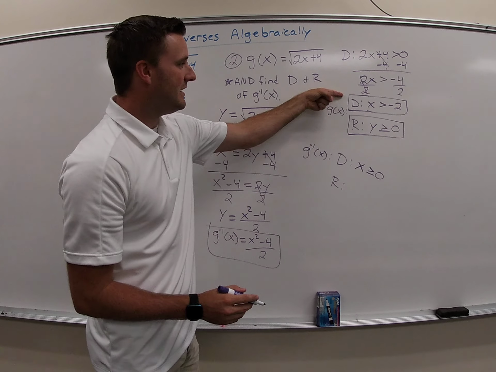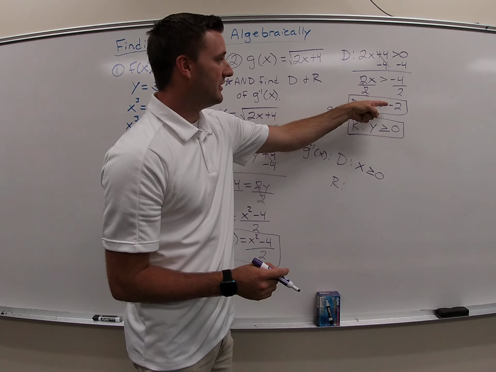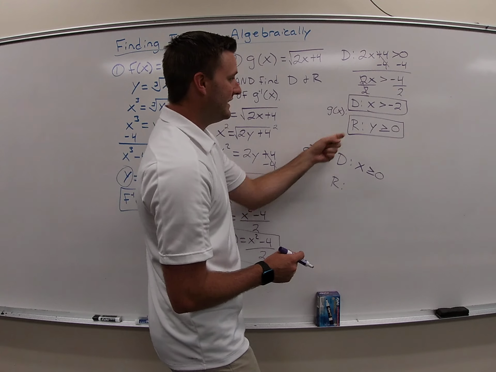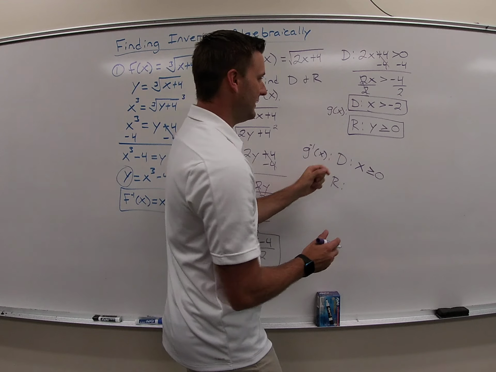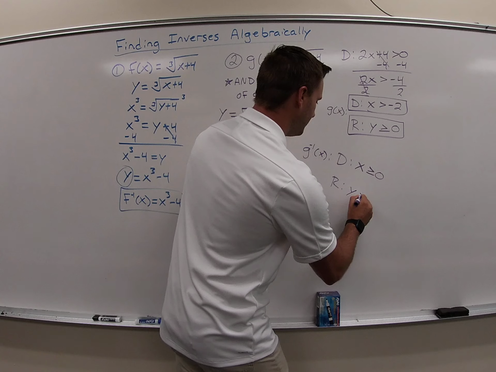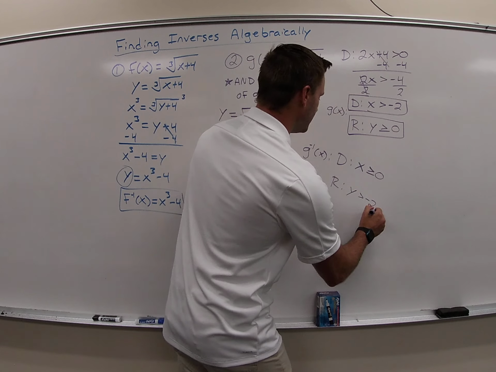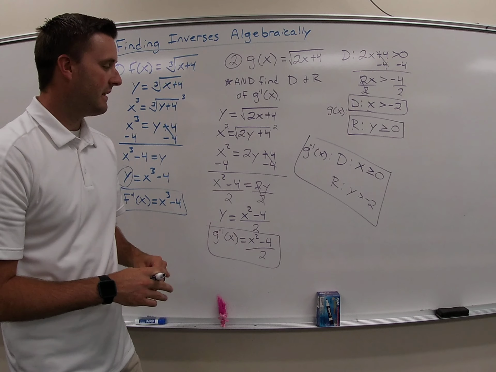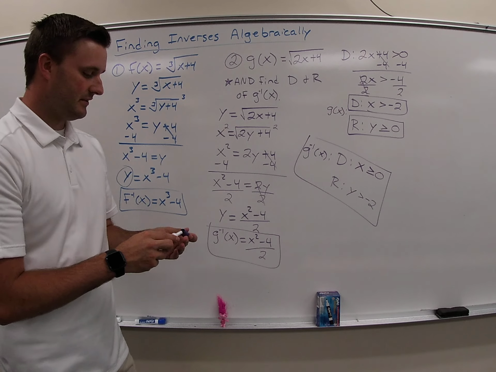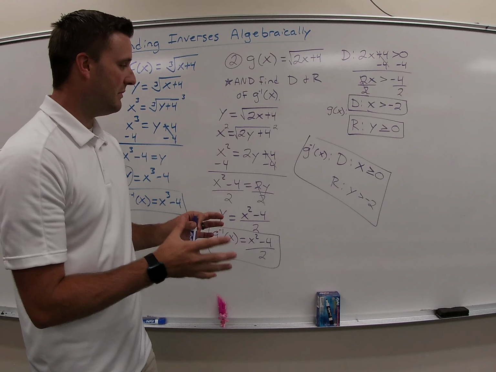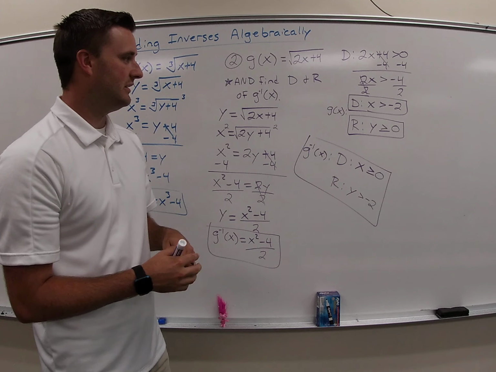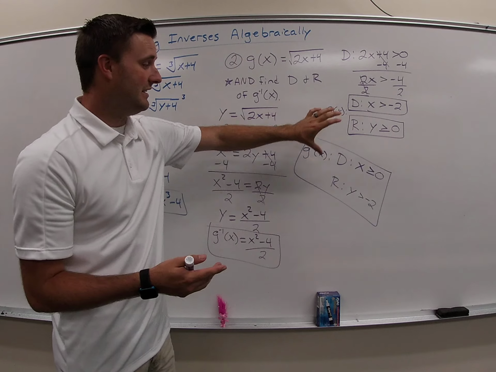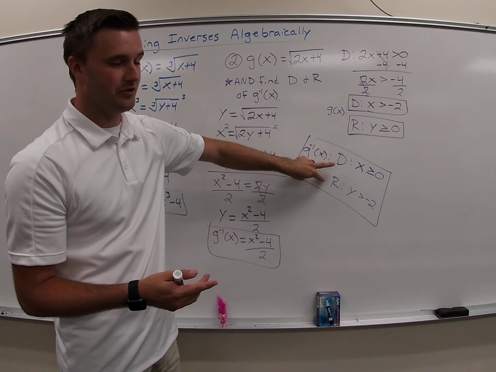If my domain in my original was x is greater than -2, then my range in my inverse is going to be y is greater than -2. So those just get flipped around. So if you ever need to find the domain and range of an inverse function, if you can find the domain and range of your original, then finding the inverse is very easy because they are just going to flip.